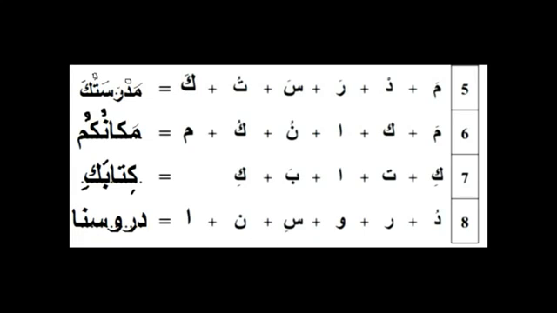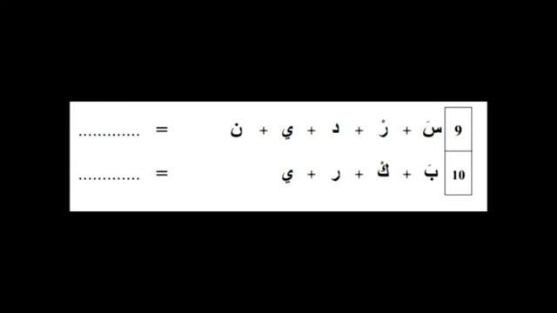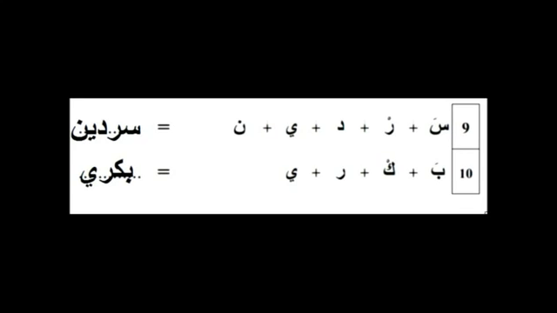Now we have two last rows before we move on to lesson 3 in the book that we are studying from. Here are the next 2 rows. Do them, and once you're done, we'll go through them together. Now we'll go through the words together.